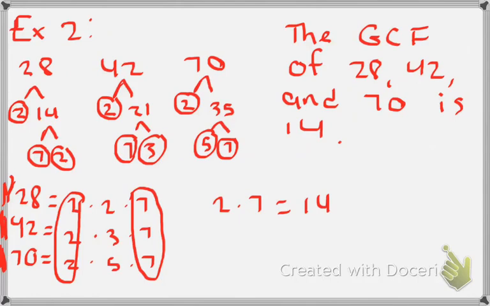Now you can see, going across the rows, if they're matched up, then they count as one number. You don't multiply all of them. It's not 2 times 2 times 2, which would equal 8, or 7 times 7 times 7. So it's just one number each. So it's 2 times 7 equals 14, and that is our GCF of all three numbers. So the GCF of 28, 42, and 70 is 14.